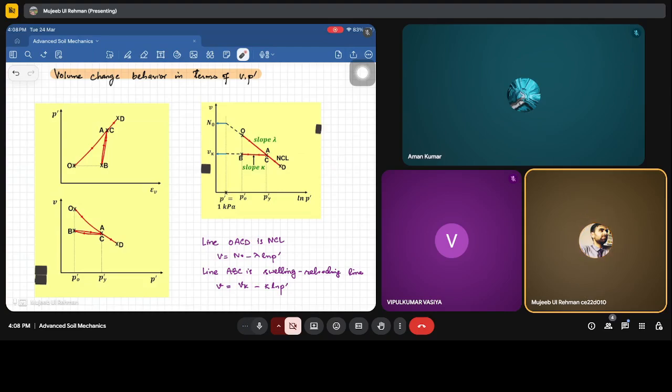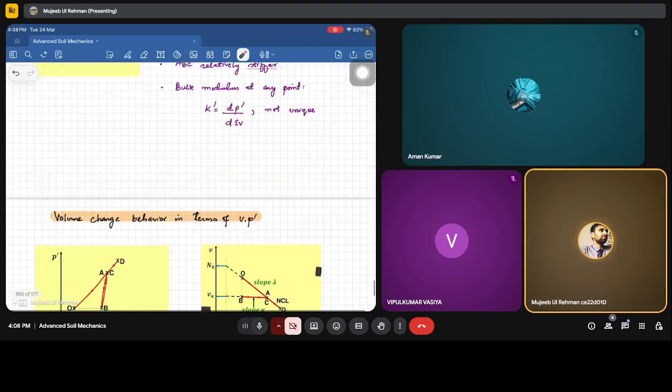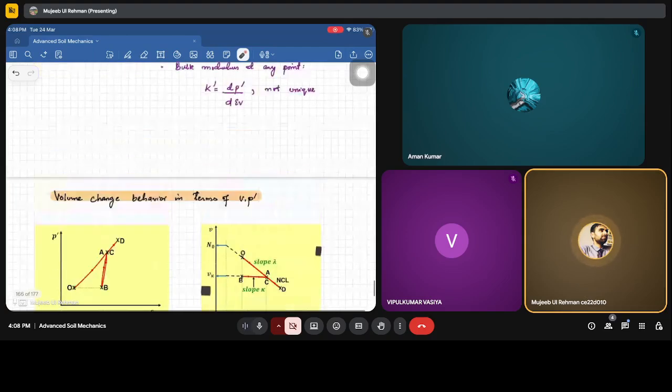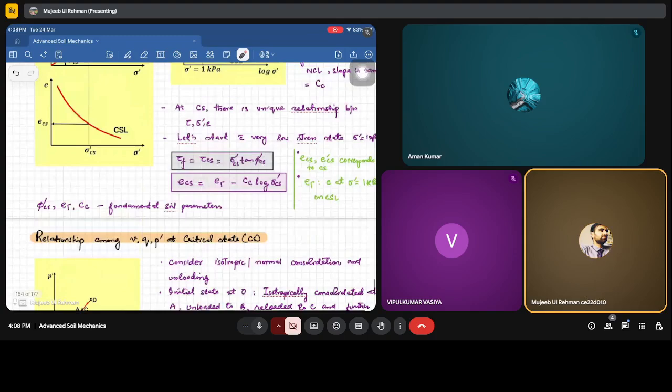Swelling reloading line with the equation given by v = v_kappa − kappa ln p'. This slope is not k, it's kappa, which represents the slope of the swelling reloading line. And p' is the effective stress, or mean effective stress. So you can see how the representation between e and specific volume is different, how they differ.